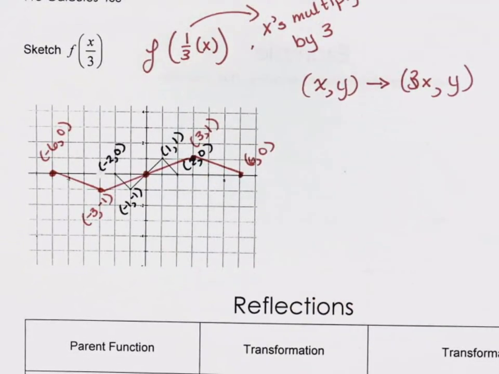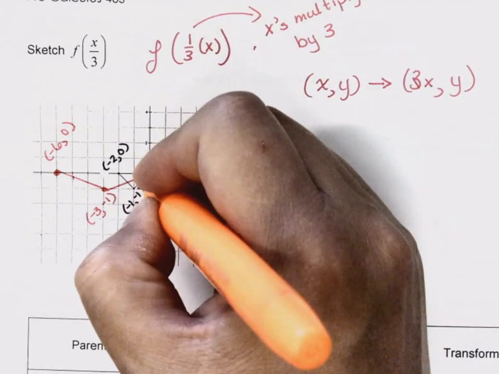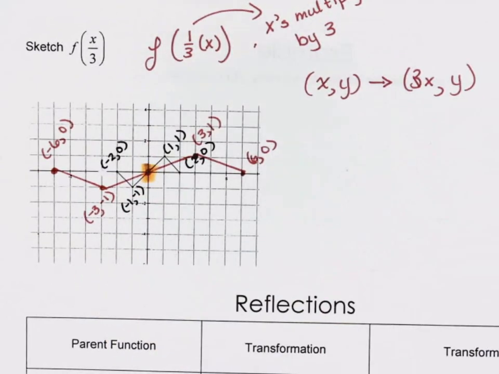And so on this graph, we only have one invariant point. We good? Let me highlight the invariant point for you. (0, 0). It's the only one that's shared.